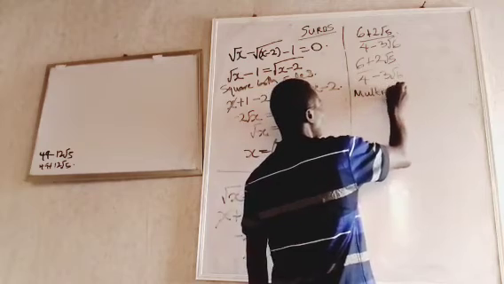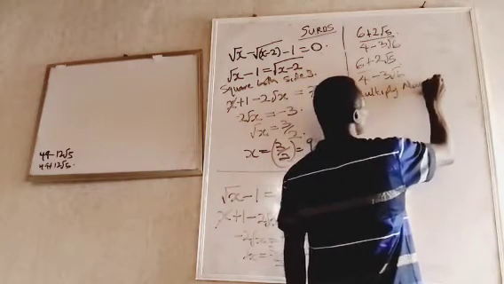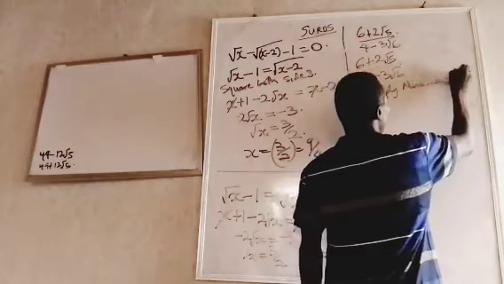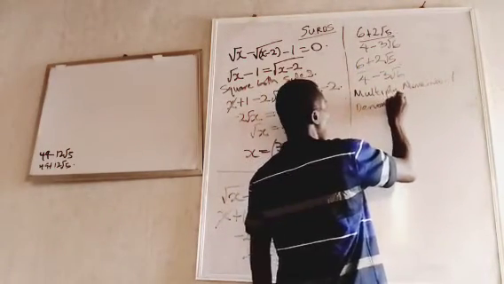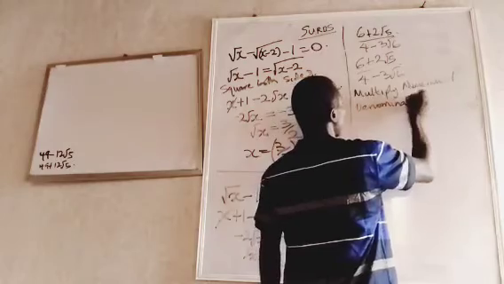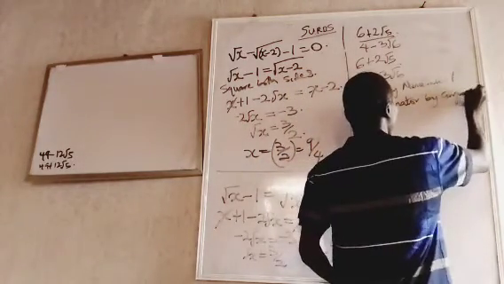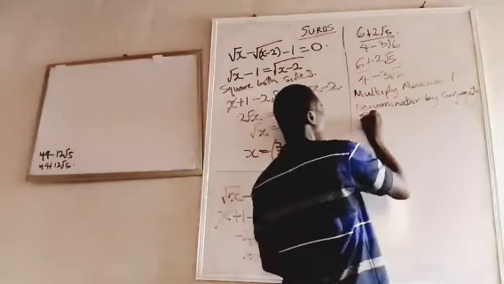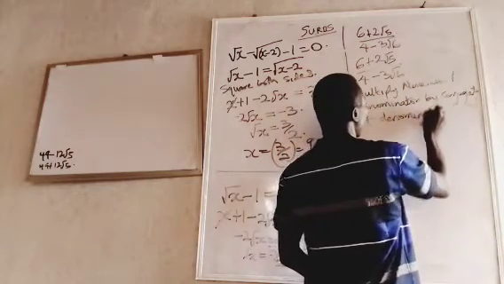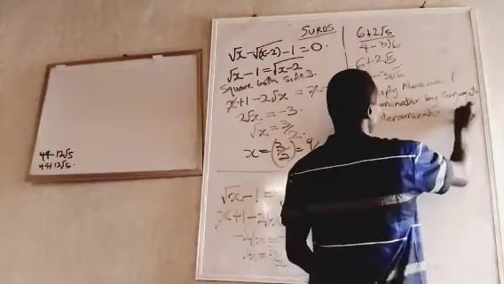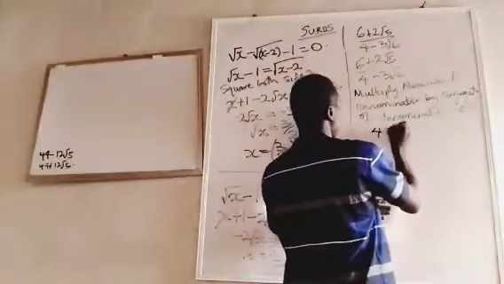Multiply numerator and denominator by the conjugate of the denominator. And what is the conjugate of the denominator? 4 plus 3 root 6.